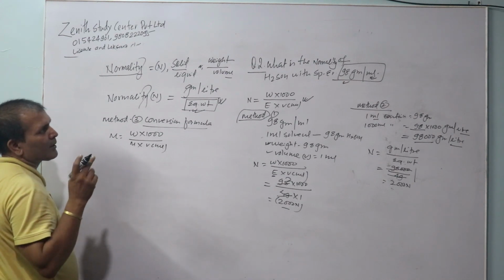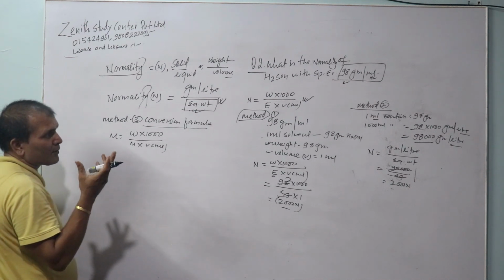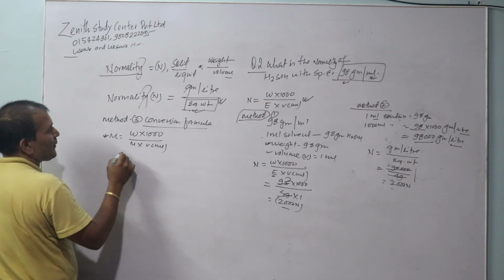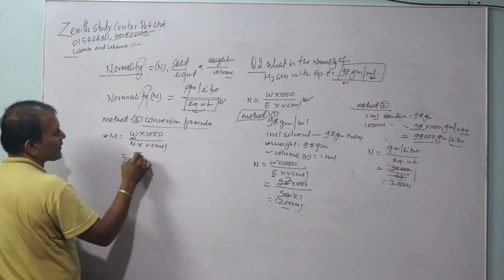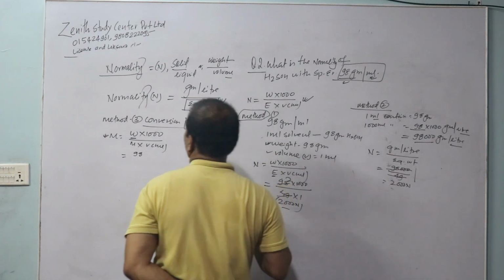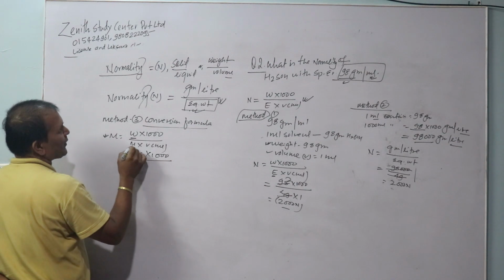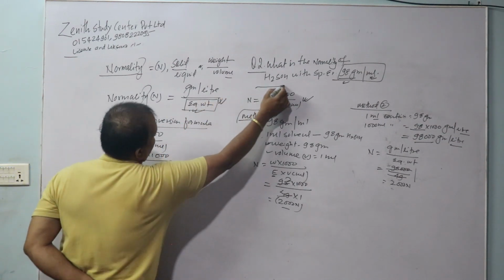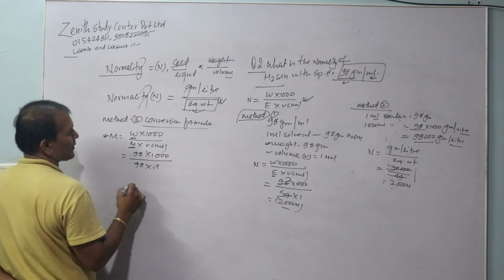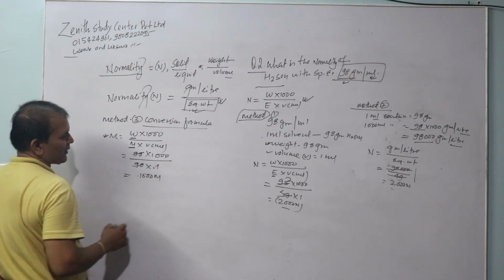Suppose you do not know the formula of normality, and also you do not know the conversion, how it converts to gram per liter, then you can use the molarity. M is equal to W, 98. Your question already gave 98 gram, into 1000 by what is the molecular weight of H2SO4? 98 into volume 1 ml. So you can divide that, 1000 molarity.